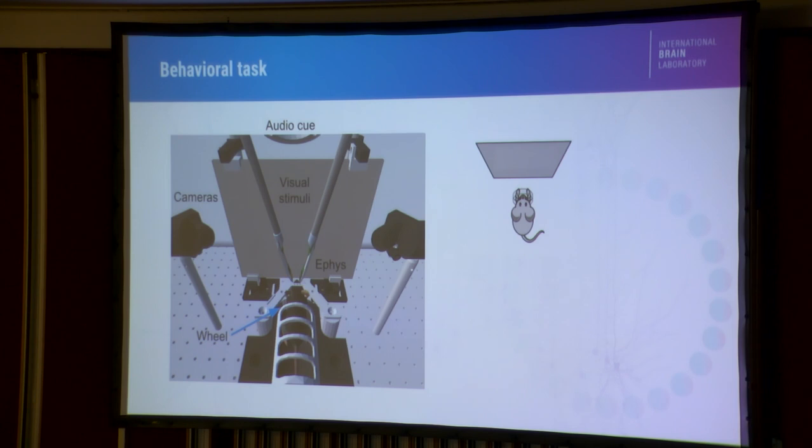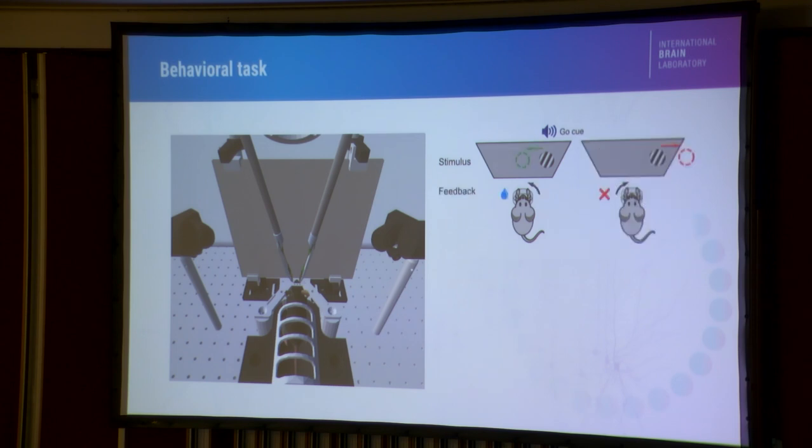The task that the animal has to do is a visual decision-making task. To initiate a trial, the mouse has to hold the wheel still for a randomized period of time. Once this is done, a visual stimulus appears on either the left or the right side of the screen, and at the same time, a go cue is played. Then the animal has to turn the wheel in order to move the stimulus on the screen, and if it moves it towards the center, it receives sugar water as feedback, and if it doesn't, an error tone is played.